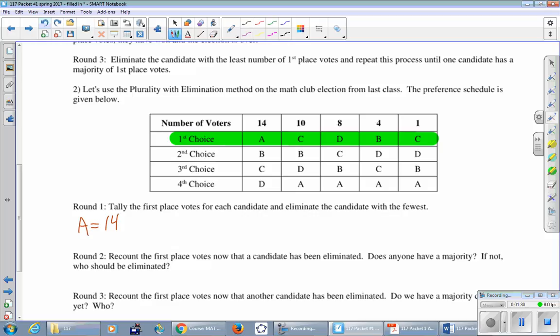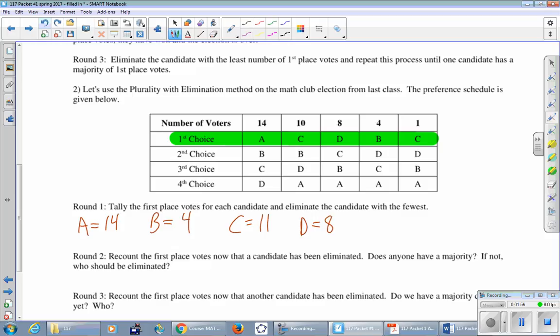Then we'll look for B, first place votes. So in this case, B is here only. So that's just 4 first place votes for B. Looking for C, C appears twice, there and there. That's 10 plus another 1, that's 11 first place votes for C. And then D, first place is only right here. So that's 8 first place votes for D.